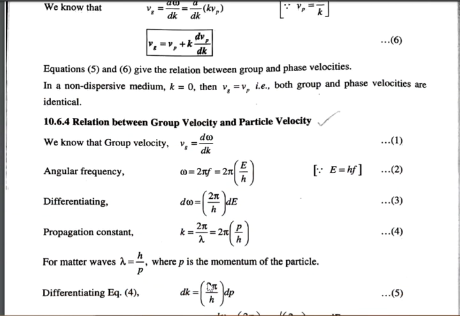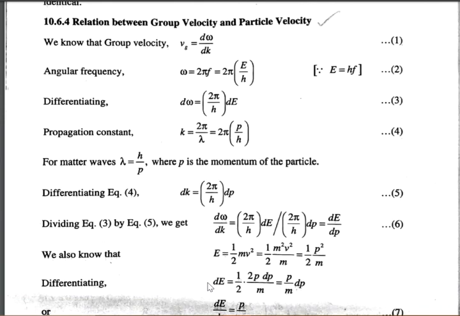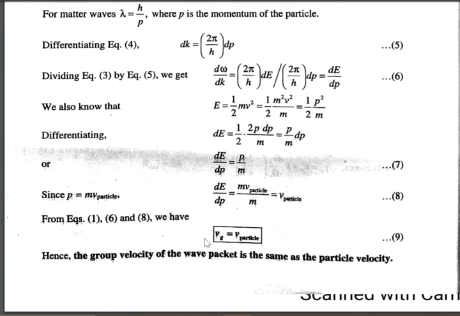Relation between group velocity and particle velocity. If you are interested, you can go through this. Vg equals v particle. That is, group velocity itself is equal to particle velocity. It is not there in the syllabus, but you can remember even that. Hence, group velocity is same as particle velocity. So this completes the content of the chapter waves.